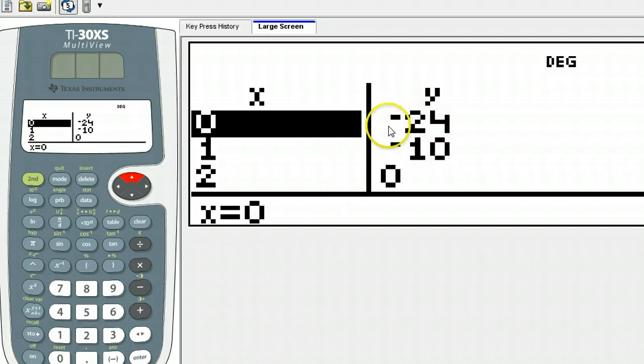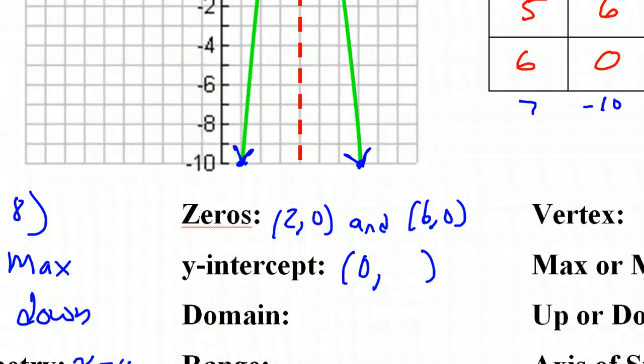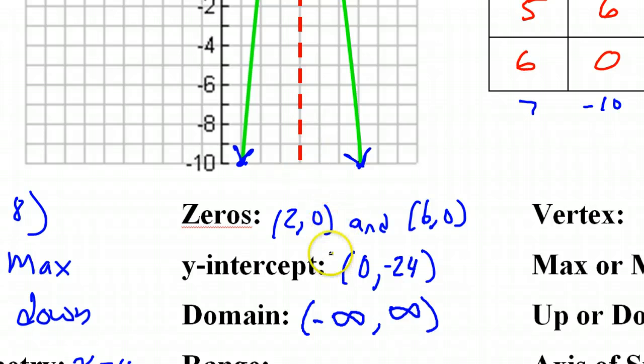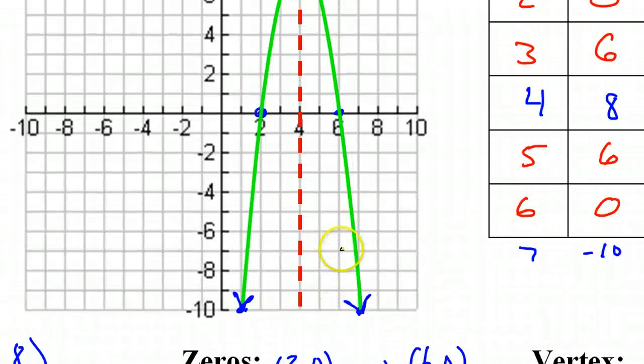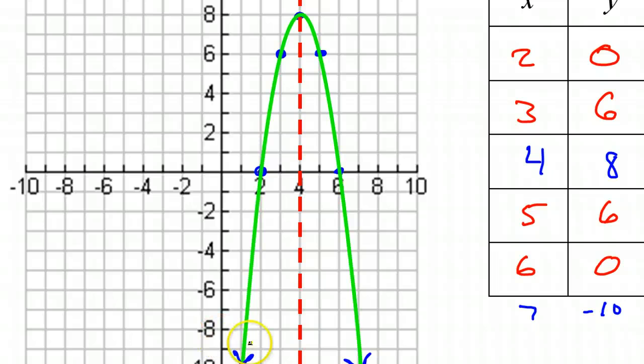But that is the y-intercept. Just use your calculator to help you find it. So (0, -24). Now the domain, as usual, is going to be negative infinity to positive infinity, because the domain is the x values of a graph, and these x values go left and right forever.